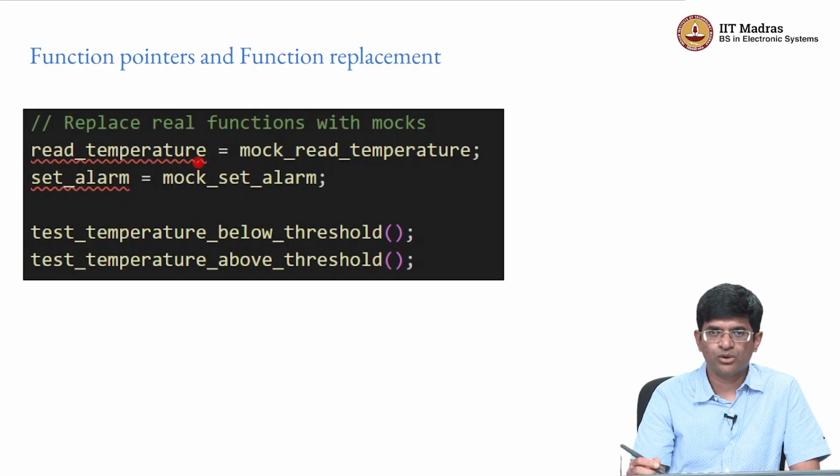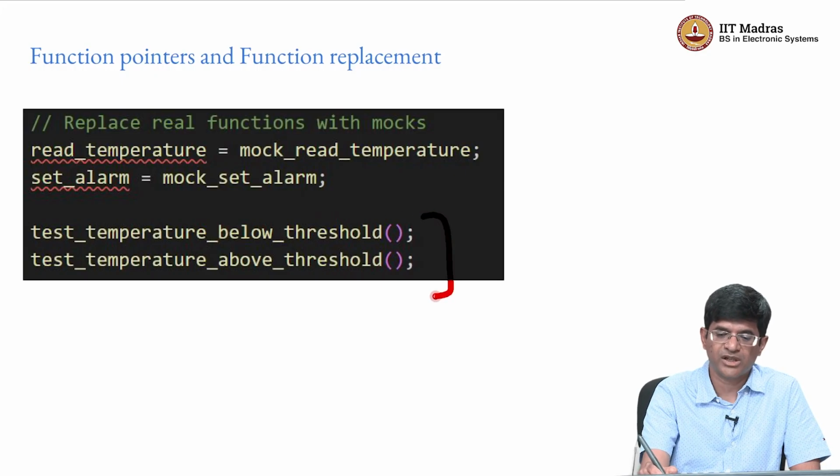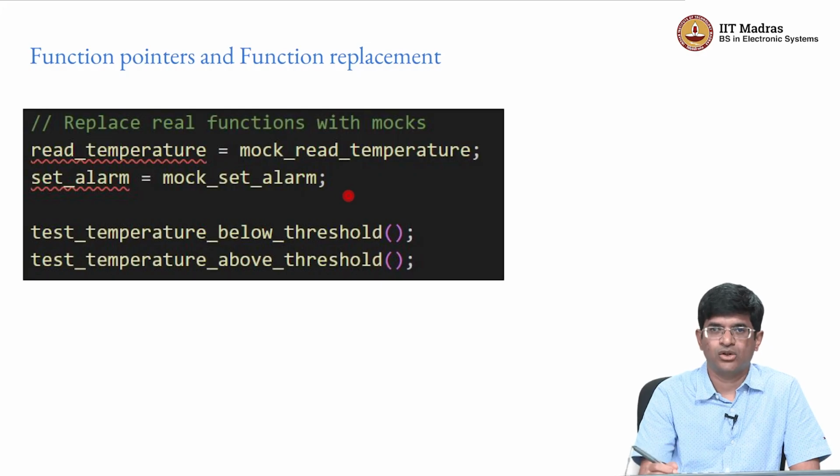Now you might argue that that means that the wrong read temperature is being run, but that's okay. I am not testing the read temperature or the set alarm function by itself. I am testing what happens when those functions are executed and some other condition or some other part of my program needs to run, right? So I could, for example, have a test temperature below threshold where I use a mock that will return a low temperature and use that in order to find out how the system would behave when I actually gave it a low temperature.